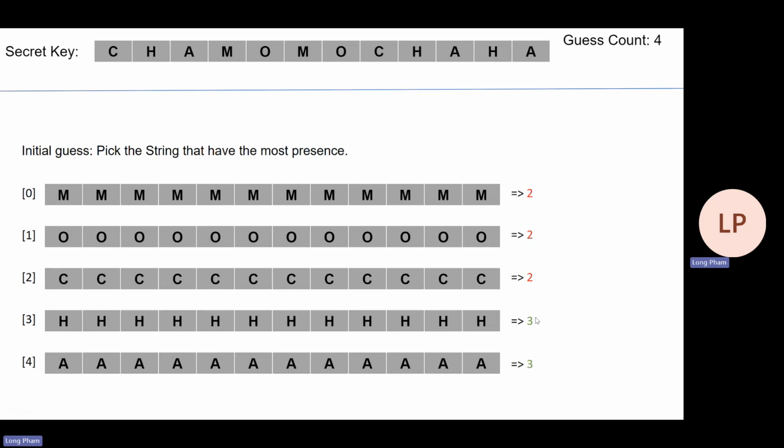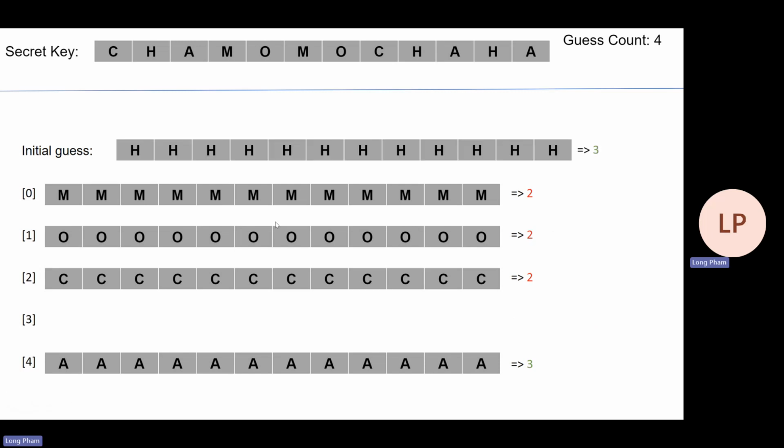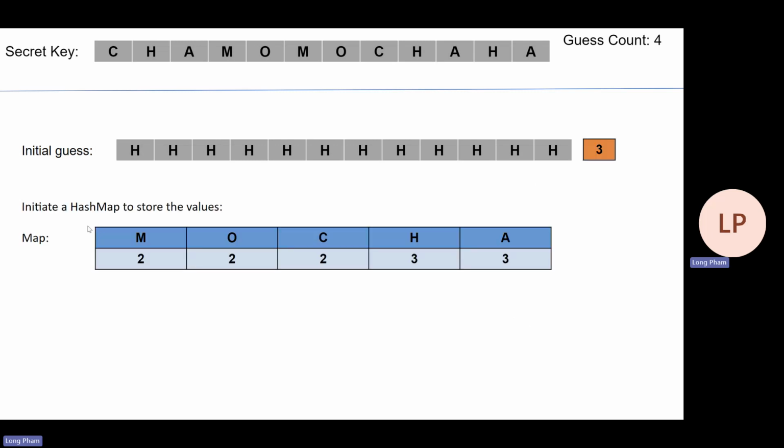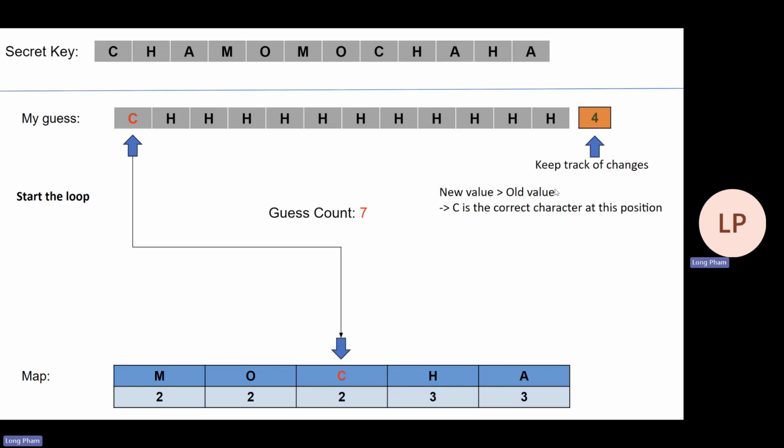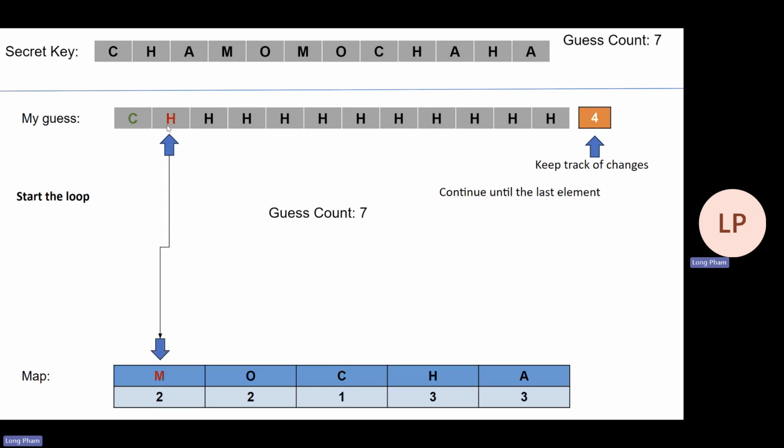This one, H, appears first, so we use H and set the initial guess to H. We put everything else in the table in the hash map. After that, we can start looping. The next one in the table starts with M. We replace the first character with this one, and we keep track of changes. You see, there's no change, so we continue. There's no change as well, so we continue. And there's no, oh, there is a change now. When we replace with C and the count increases, then we know C is correct. So we update this value to C and continue to the next one.